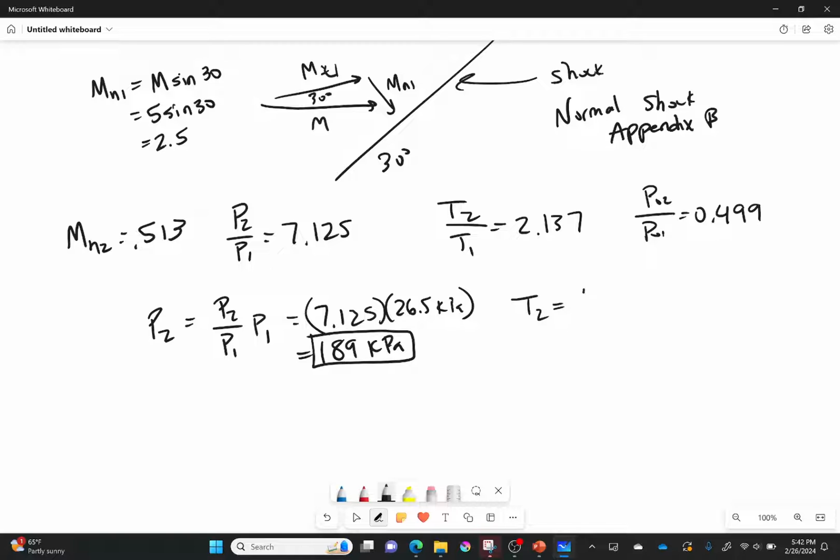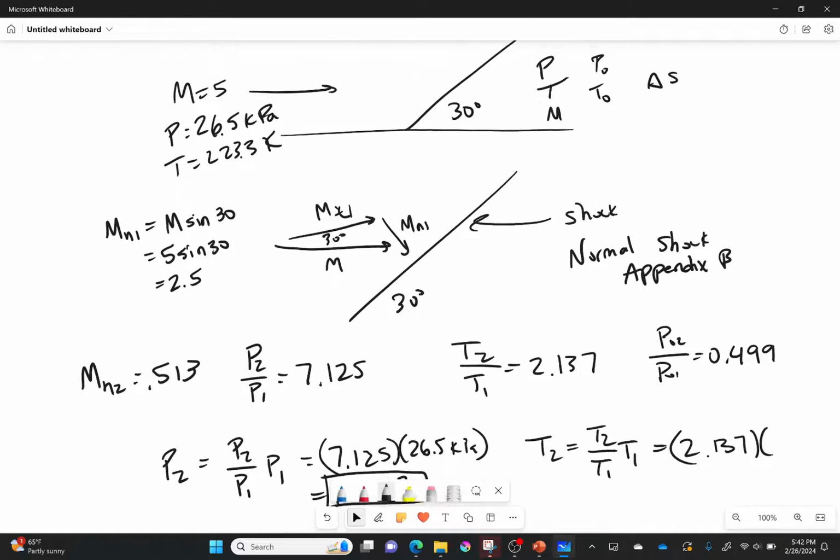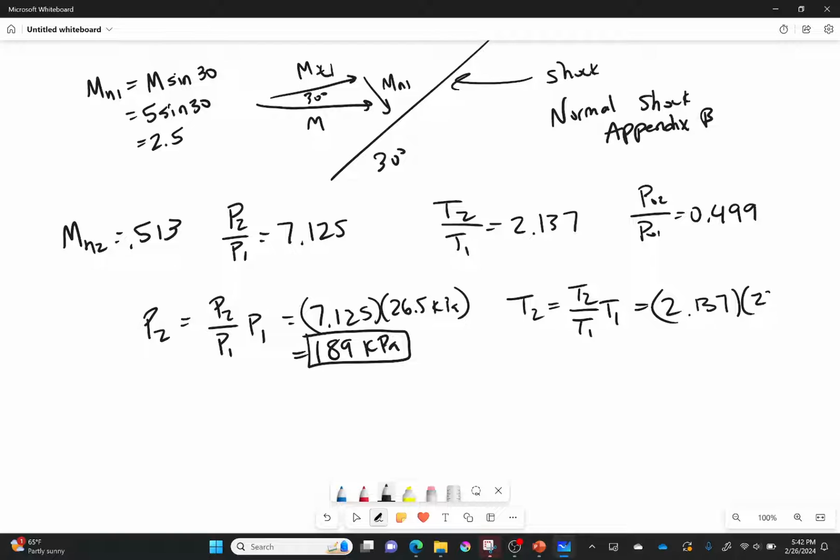So T2 is going to be equal to T2 over T1 times T1, which will be equal to, let's see, 2.137. That's just from the tables, times our initial temperature, which was 223.3 Kelvin. Equals 477.2 Kelvin. There we go. Beautiful. Okay, so we got a little bit here.